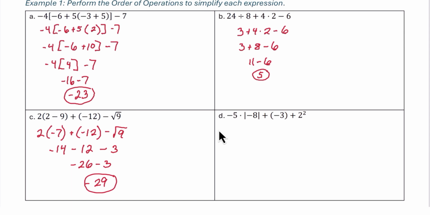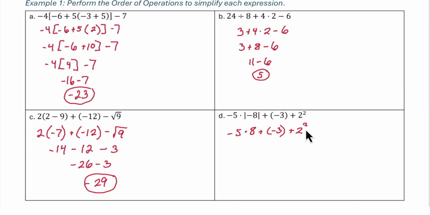In example D, we don't have anything to simplify inside the grouping symbols, but we can treat this absolute value of -8 as if it were a grouping symbol and simplify it. So we have -5 times +8. Remember, absolute value makes anything on the inside positive. So we get +8 plus -3 plus 2 squared.